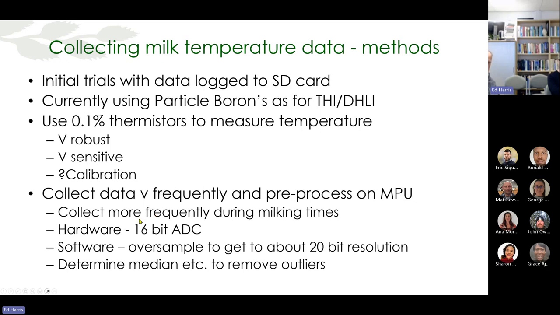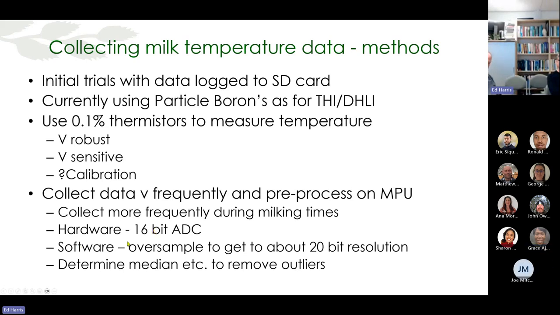In terms of the hardware we're using, this is an analog signal that comes in from here because these are effectively variable resistors. So you can change that variation in resistance into a variation in voltage, and then you can use an analog to digital converter to convert it into a digital number. And 16 bits gives you an idea of how precise you can be. You can use software to boost that.